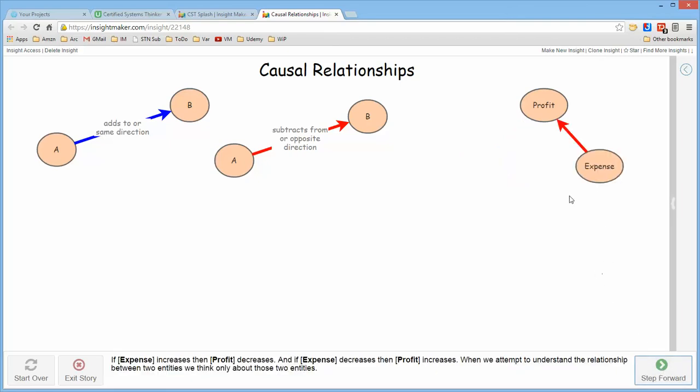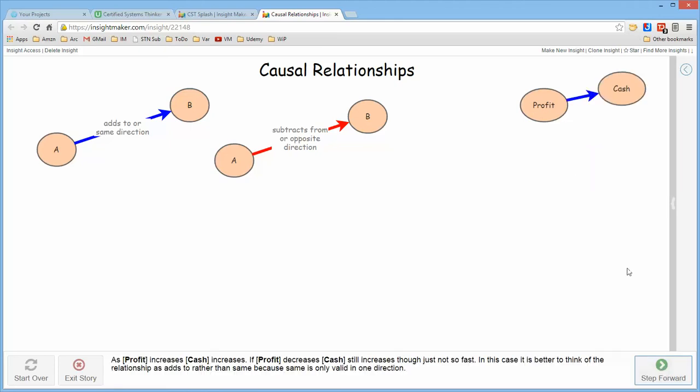The alternative, or another relationship, is between expense and profit. As expense increases, profit decreases. And as expense decreases, profit increases. Now, the relationship between profit and cash is slightly different. If profit increases, cash increases. If profit decreases, cash still increases, but just not so fast. So that in this instance, profit adds to cash, as opposed to in the same direction.